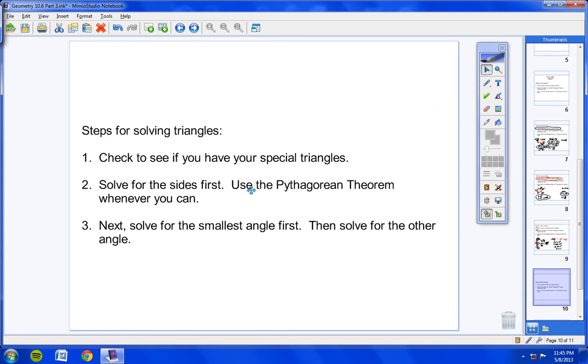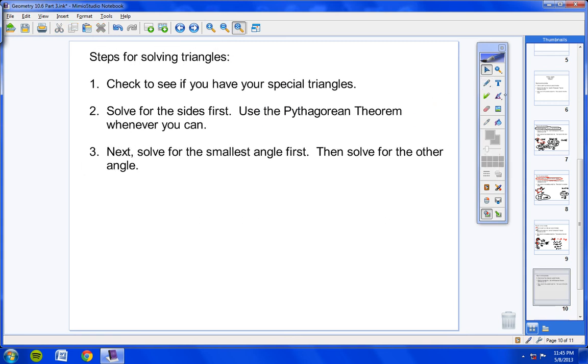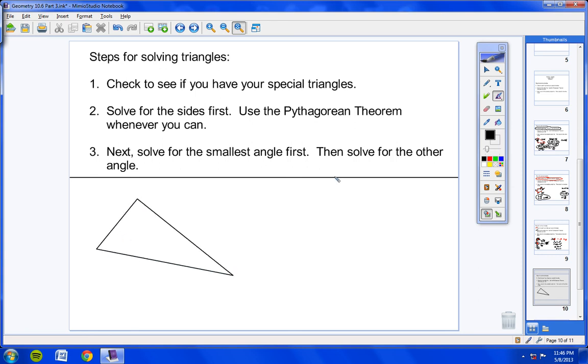All right, here we go. Okay, copy this triangle in your notes, please. There we go. Copy this triangle in your notes, and we'll get started.